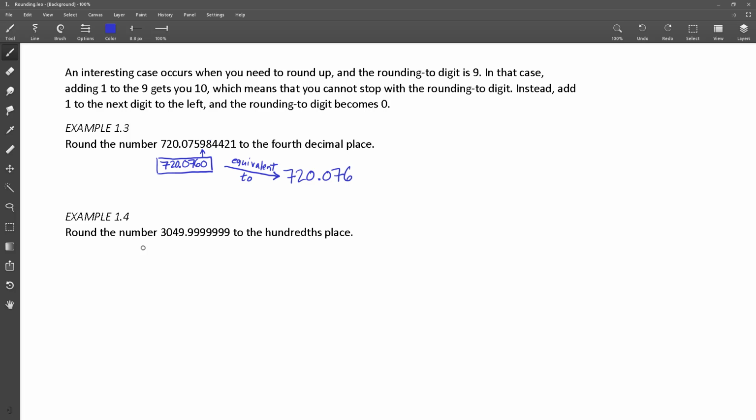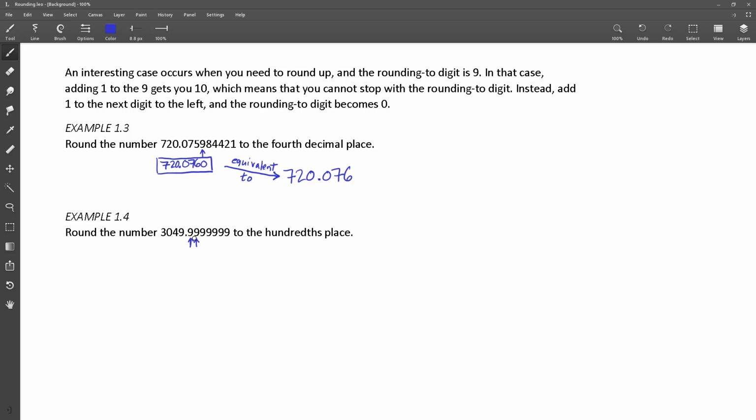Now take a look at example 1.4. Example 1.4 says, round the number 3,049.9999999 to the hundredths place. So the hundredths place is the second decimal place. And we see the digit directly to the right is a 9. That's 5 or more, so we're going to have to round our round 2 digit up. Adding 1 to that 9 gets us 10. So that is going to put something into this place, right?